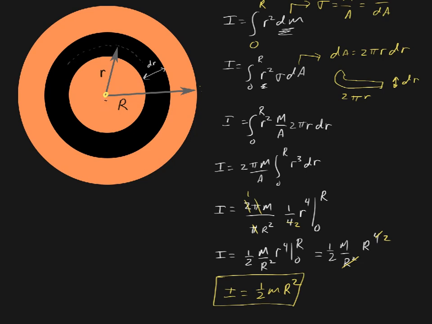Now, what I want you to do for a moment, pause the video, take a moment, and try to determine the moment of inertia for a thick ring. Now remember that a thick ring is one where it's hollow in the middle, and this outside diameter is fairly large. So take a moment now and try that on your own.